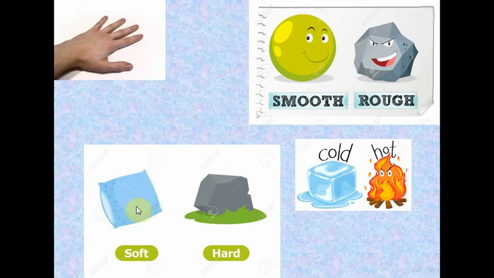Very good. If I tell you to describe this pillow, how does this pillow feels like? You'll tell me it is soft. How does the rock feels like? You will tell me it is hard. How does the ice feels like? It is cold. How does the fire feels like? It is hot. All these adjectives describe how things feel like.